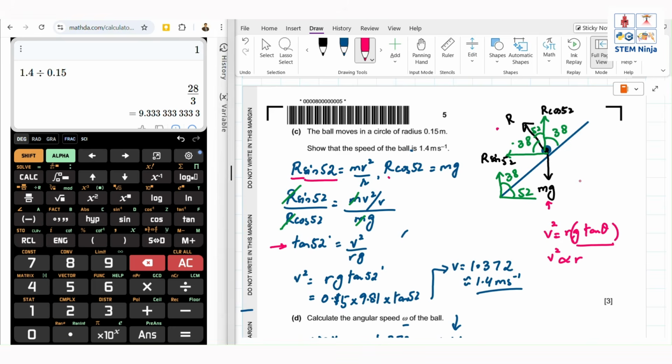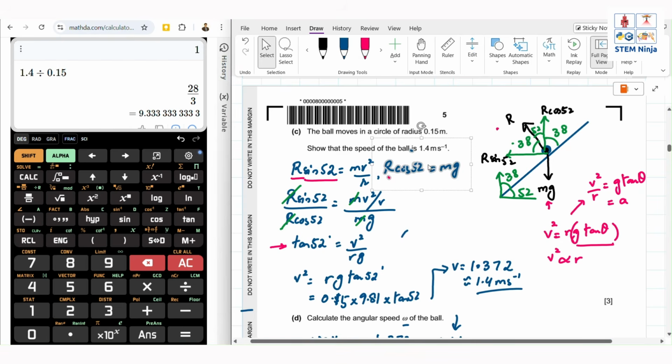Another relationship which you can see over here is that if you isolate the v squared over r from this, v squared over r is equal to g tan theta, which is the centripetal acceleration. So g and tan theta are constant, so the centripetal acceleration is not changing. So that's what we have over here.